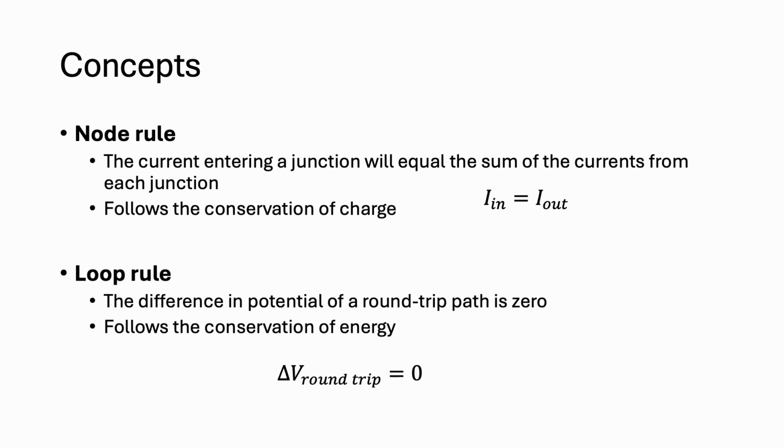So here we have the current in is going to be equal to the current out, and then also the loop rule, which is that the difference in potential of a round trip path is zero, and this follows the conservation of energy, so the change in potential of the round trip is equal to zero.